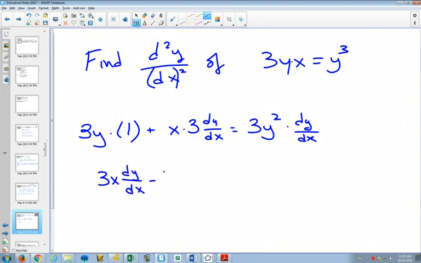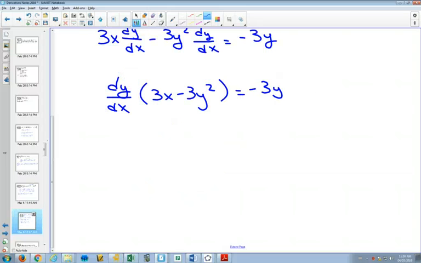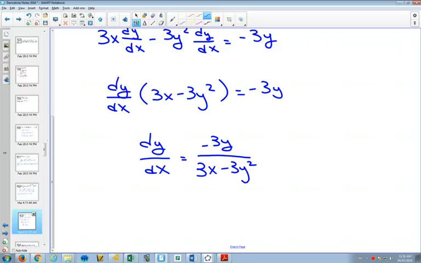So if we take all the ones that have dy dx and bring them to one side, and all the other ones and bring them to the other side, we can factor out a dy dx. Now, when I made this question, I had no idea how long it would be. So now we've found our first derivative. Now we have to do the derivative again.